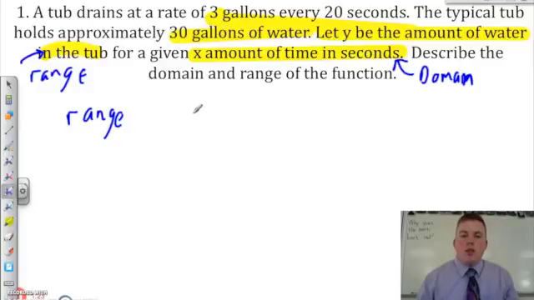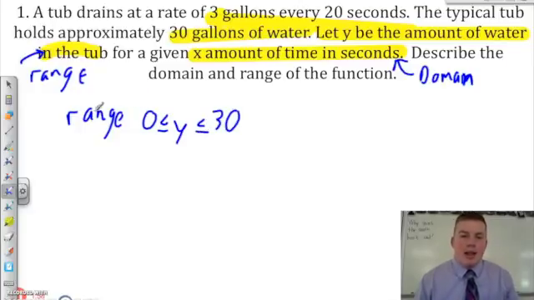Now our tub is only 30 gallons large. So the most water we can have in our tub without overflowing the tub is 30 gallons. Now when we think about draining the water, we can drain as much water as is in it. We can't drain a negative amount of water, and the lowest we can get it is the tub would be empty. And if the tub was empty, we would have 0 gallons of water in the tub. So we can have 0 and we can have 30, but we can't have anything on either side of those. So our range is going to be between 0 and 30 gallons.